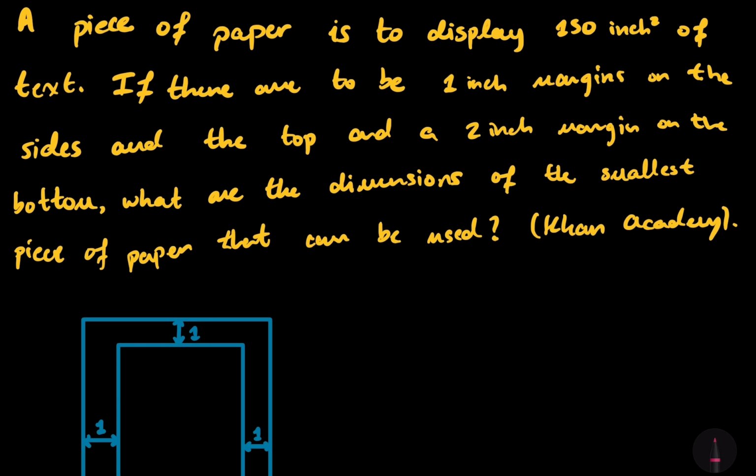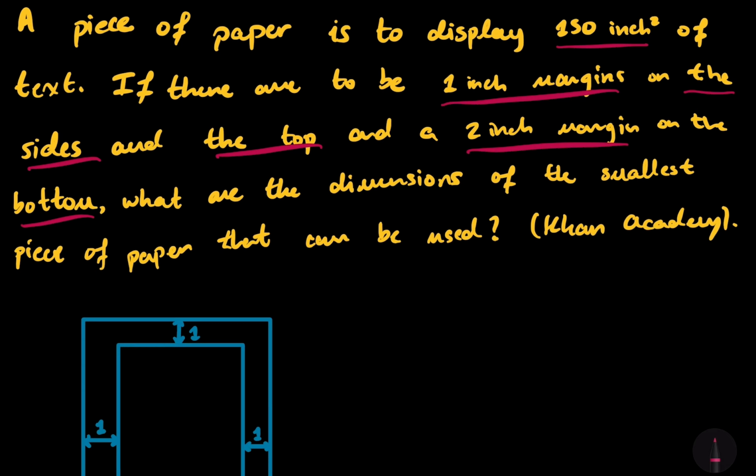It tells you that a piece of paper is to display 150 square inches of text. If there are to be 1-inch margins on the sides and the top and a 2-inch margin on the bottom, then what are the dimensions of the smallest piece of paper that can be used?